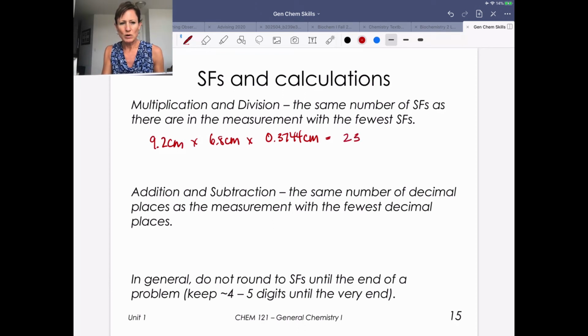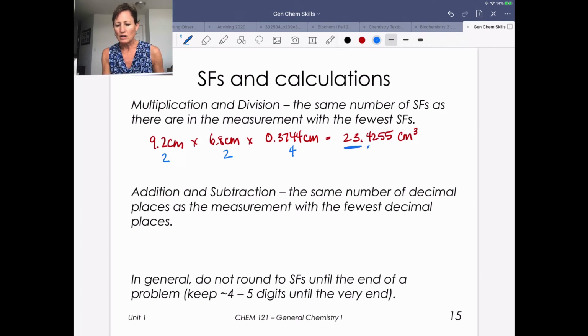Numerically, I'm going to have 23.4255. My units are going to be centimeters cubed, but let's go through and figure out how many significant figures we're going to have. Well, there's 2 significant figures, 2 significant figures, and then 4 significant figures. My answer can only be as significant as my least significant value that I used in my calculation. So in this case, I have to have 2 significant figures. So the 2 significant figures I'm going to have are right here.